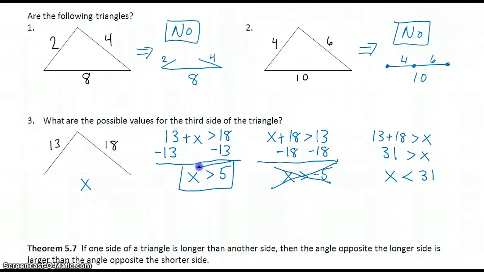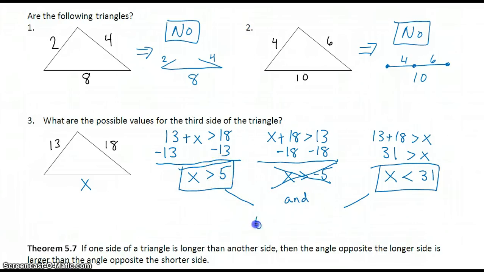So my two answers are x has to be greater than 5 and x has to be less than 31. That creates my range for my x value. I can combine these two inequalities and write it as one compound inequality.